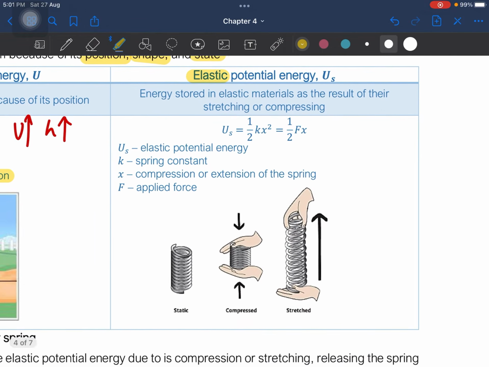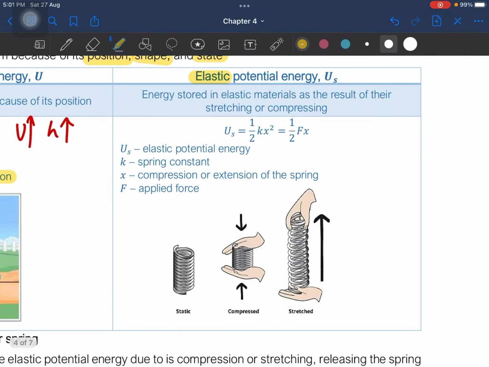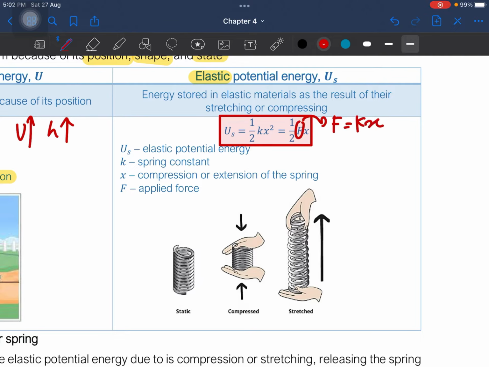Next, we have the elastic potential energy. So the formula is equal to half kx square, ataupun we can say it is equal to fx, because the force di sini ni is equal to kx untuk spring. Okay, make sure kamu letak s di hujung because that defines that it is the elastic potential energy. K is the spring constant, it is given in the question. X is the value of compression ataupun extension of the spring. Lastly, F is the applied force.